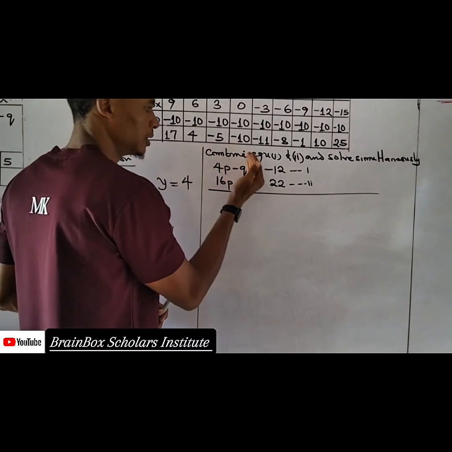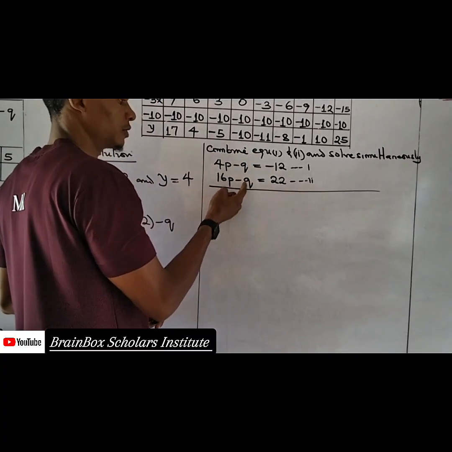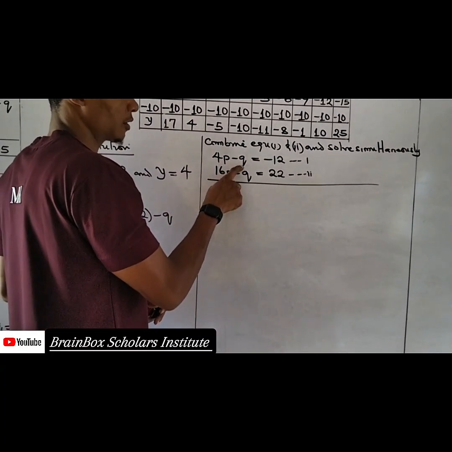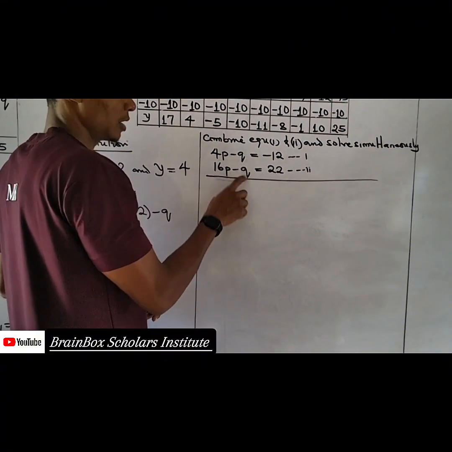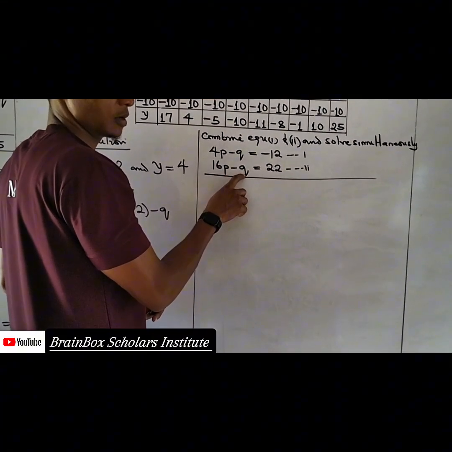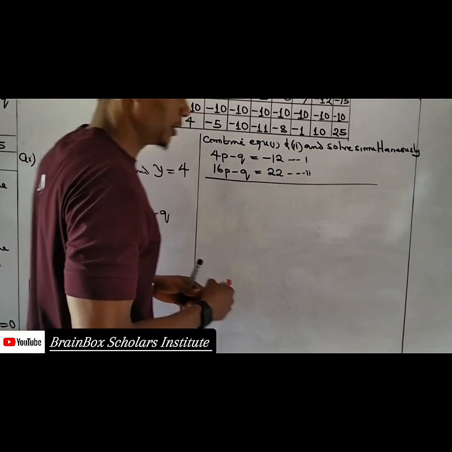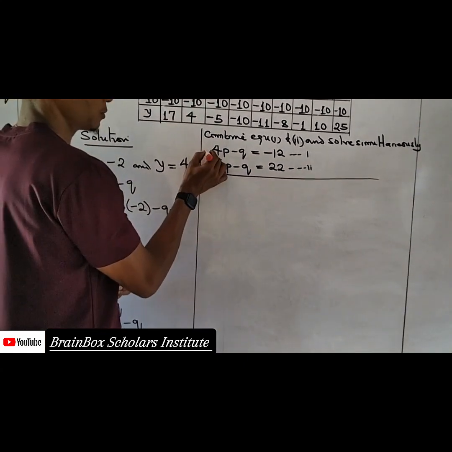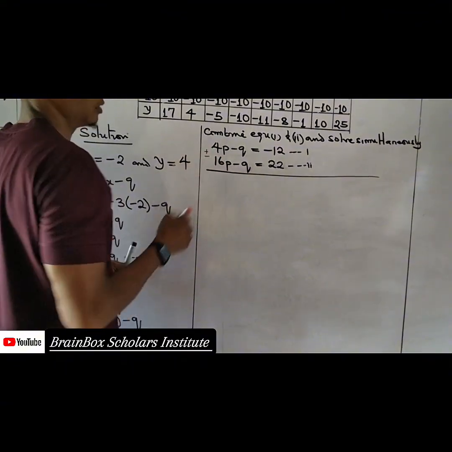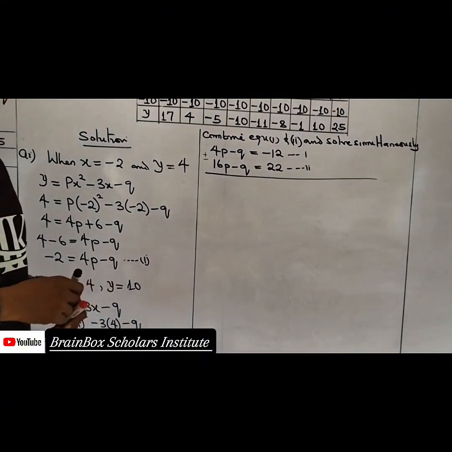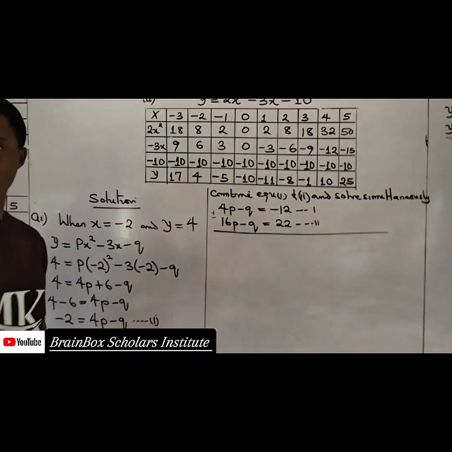I will go to the next unknown, which is my Q. Do you see the coefficient of Q here is -1? The coefficient of Q here is -1. So they have the same coefficient, and I will eliminate. So I'm going to introduce plus or minus. I will check the one that is going to be suitable to eliminate Q.